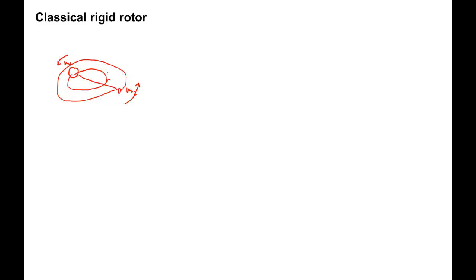The rotation is around some axis of rotation that passes through the molecule's center of mass. Let's assume here that the molecule is rigid, so the bond does not vibrate. We're also going to neglect any centrifugal forces acting on the two masses due to rotation.